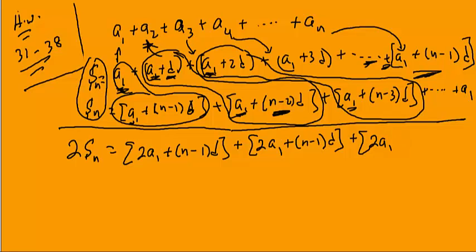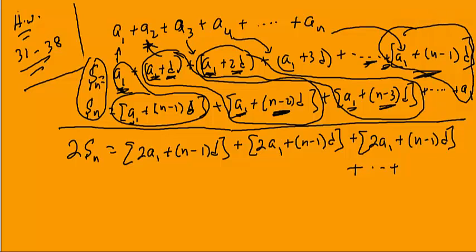2 a sub 1 plus the n minus 3 difference plus 2 difference will make that into n minus 1 difference, plus dot dot dot. And then the very last one, when I add that up, I'm going to get exactly the same thing again. I'm going to get 2 a sub 1s because of a sub 1 here and a sub 1 there, and n minus 1 difference.